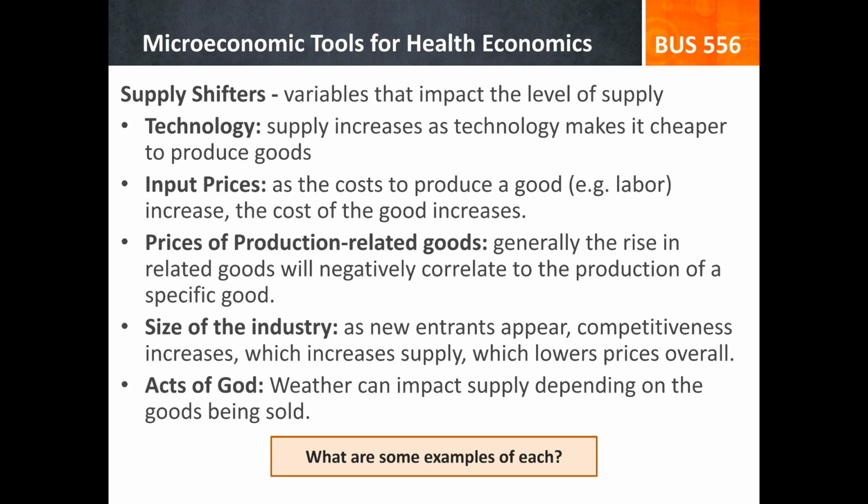So how do you shift supply? Technology can shift supply. Supply increases as technology makes it cheaper to produce goods. In a typical economy, that's true. However, there's examples where technology actually increases the price.